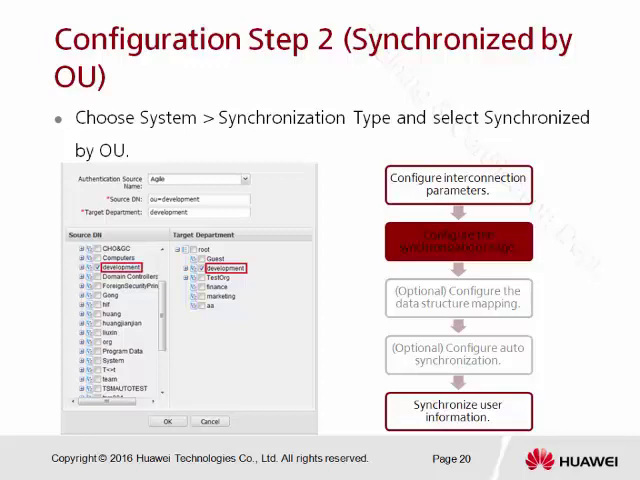Then for the next step, the synchronized OU. After we add the AD on the Agile controller, the next step is the synchronization type. They can already find the AD server in the network. Here you can see the source DN and also the target department. You can choose which OU you want to synchronize. After synchronization, it is automatically added into your Agile controller.